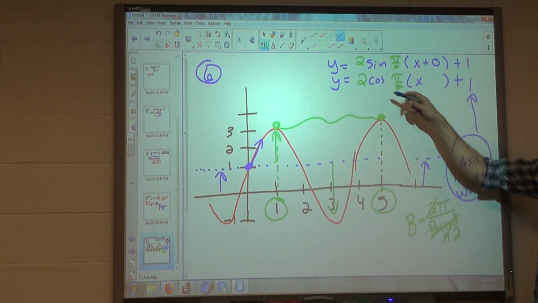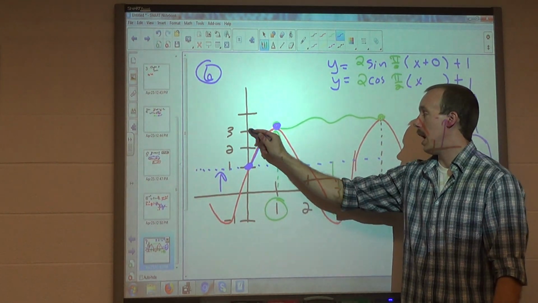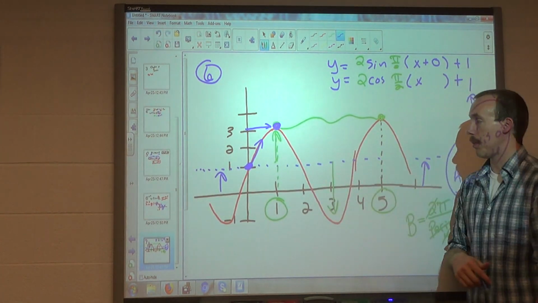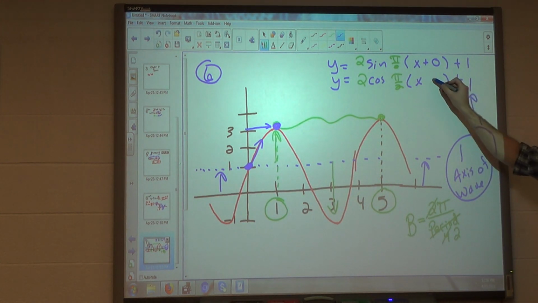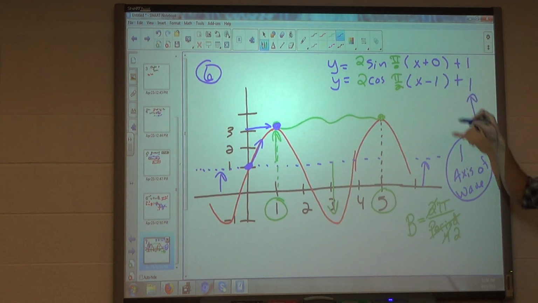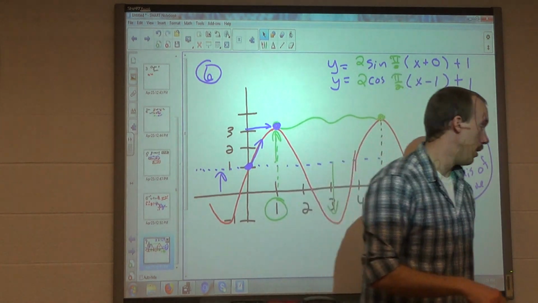Okay, where's cosine normally start? Peak. So here's where the peak would be. How far over did I have to shift to get to that peak? 1. But we always do the what? Opposite. So instead of a plus 1, it would actually have to be a minus 1. So that'd be it, because on the inside we always do the opposite. Questions on that? Alright, so that's shifting.